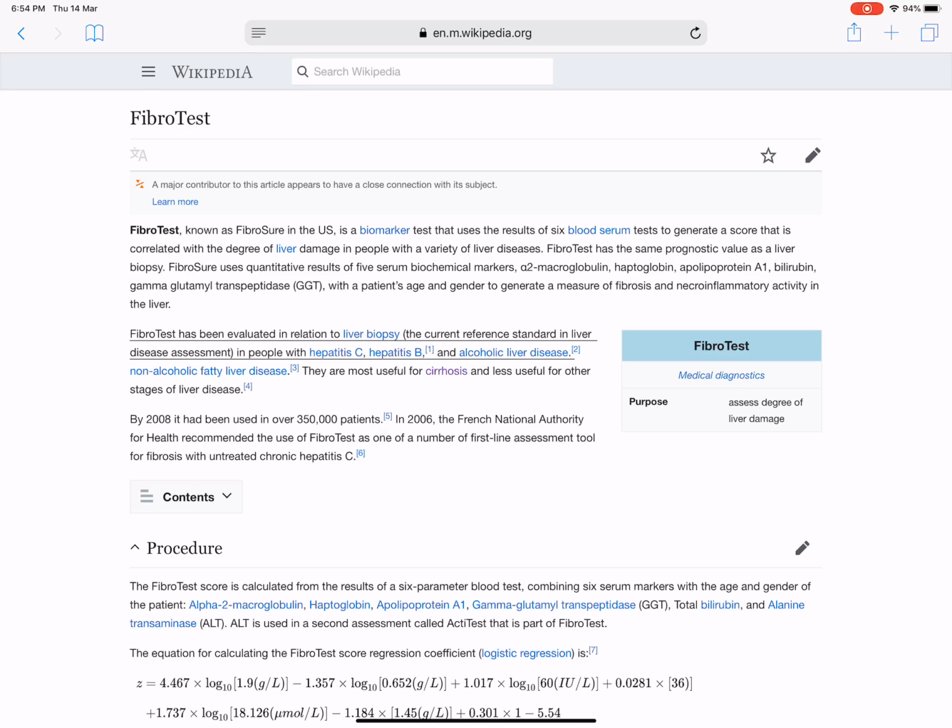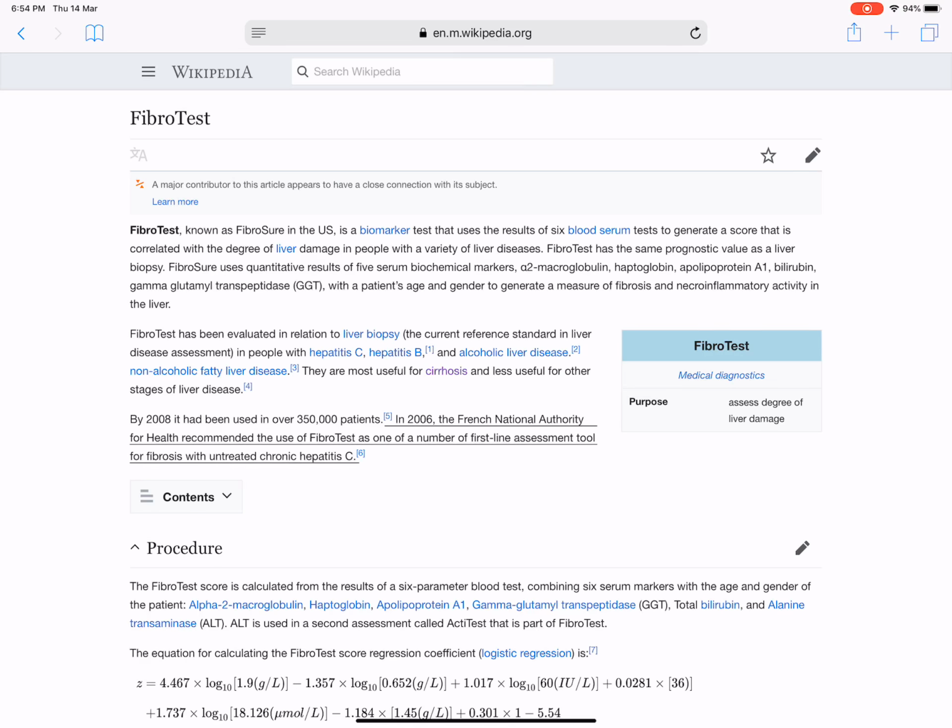FibroTest has been evaluated in relation to liver biopsy, the current reference standard in liver disease assessment, in people with hepatitis C, hepatitis B, alcoholic liver disease, and non-alcoholic fatty liver disease. They are most useful for cirrhosis and less useful for other stages of liver disease. By 2008 it had been used in over 350,000 patients.